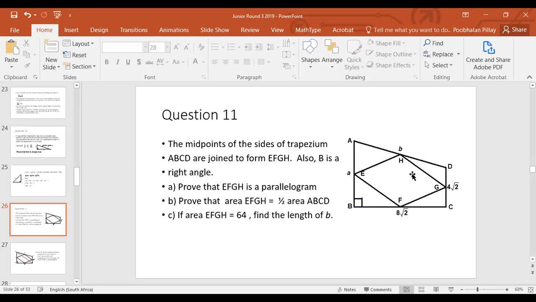Just note that I'm not writing it down. If you take any quadrilateral and you join the 4 midpoints to create a new quadrilateral, that new quadrilateral is always a parallelogram. Okay?